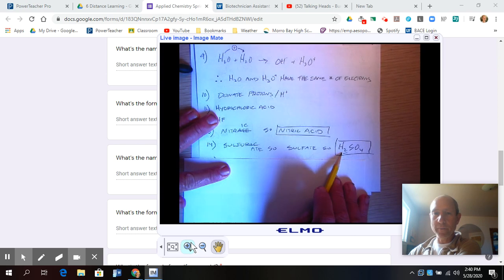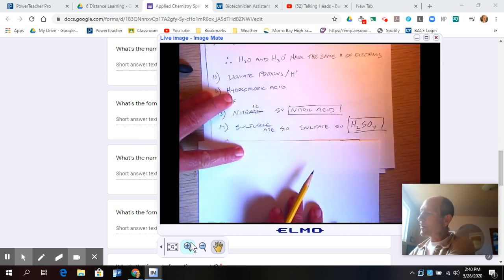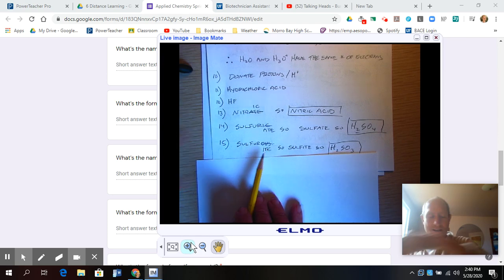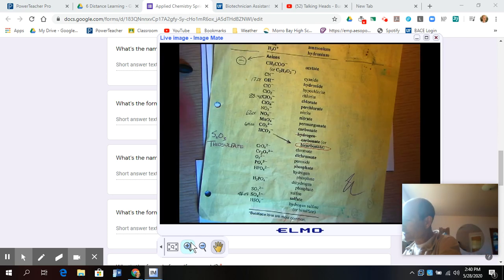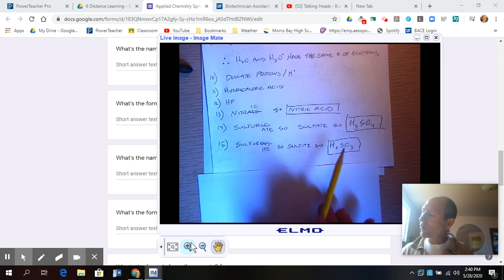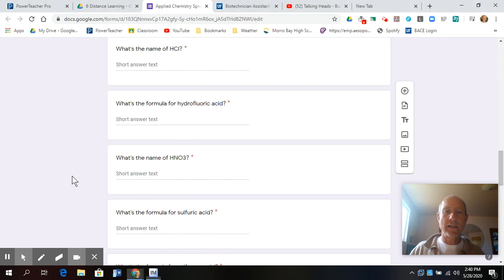So the formula is going to be H2SO4. That's opposed to sulfurous acid, which comes from the sulfite ion. And the sulfite ion is right here. Sulfite, sulfate, sulfite, sulfate. So sulfite also has a 2 minus charge. The only difference is it's got 3 oxygens instead of 4. So the formula is going to be H2SO3. That's nice.